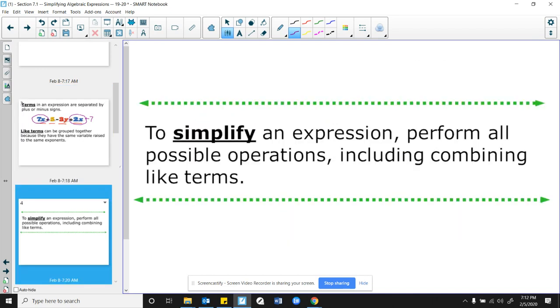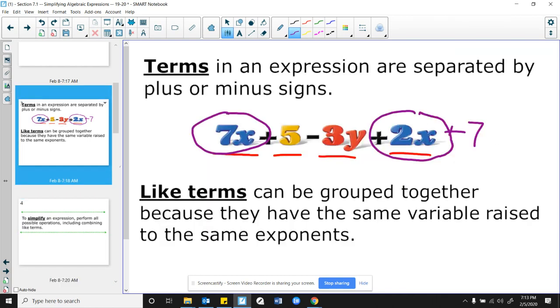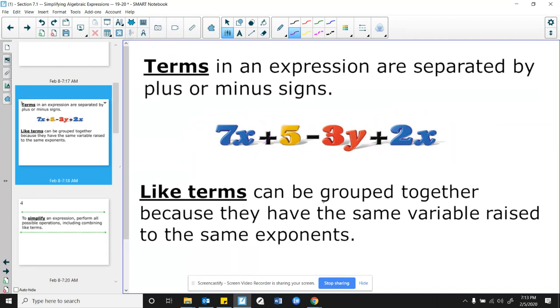Okay. Moving on, okay? Your last definition that you have there in your guided notes is to simplify. And to simplify an expression, we perform all possible operations, including combining like terms, okay? So if we wanted to simplify this 7x plus 5 minus 3y plus 2x, we've got to combine the 7x and the 2x because we identified those earlier as like terms.